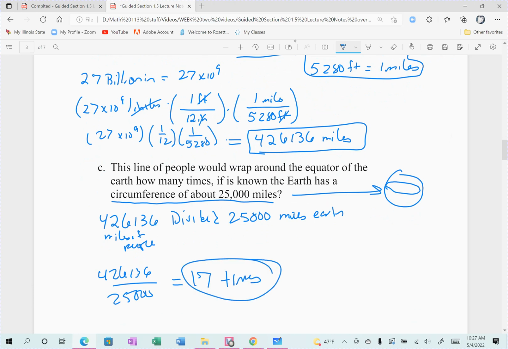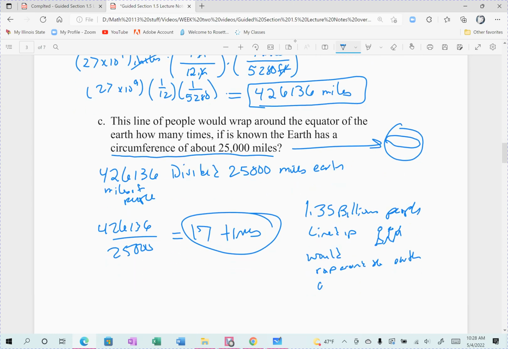So 1.35 billion people lined up, and I'm going to assume shoulder to shoulder, would wrap around the Earth about, and I'm going to use the word about, 17 times. Because again, it is statistical information, so we made a few assumptions. We assumed everybody would only occupy so much space, and then we did some rounding. So about 17 times they would wrap around the Earth.